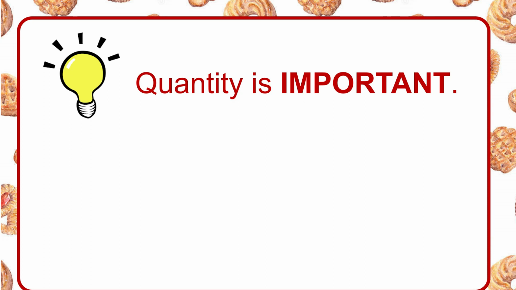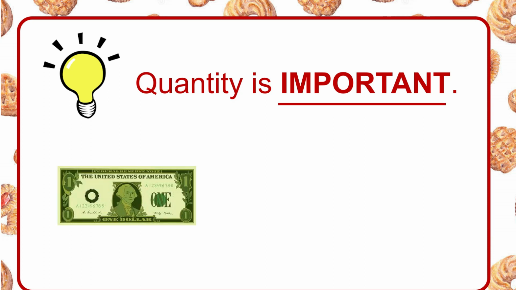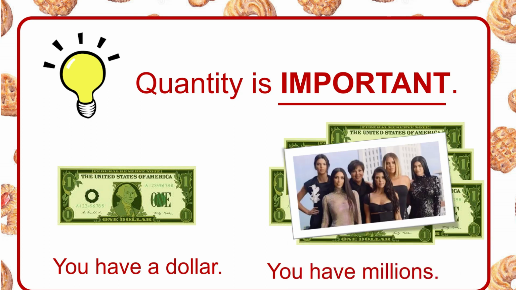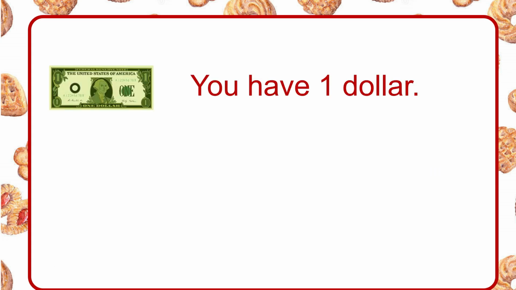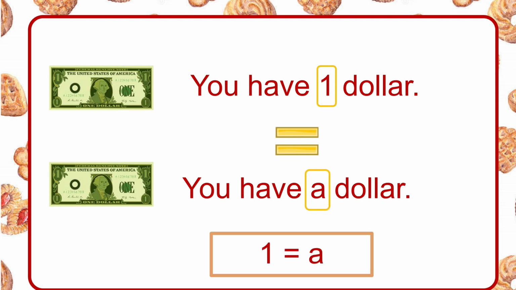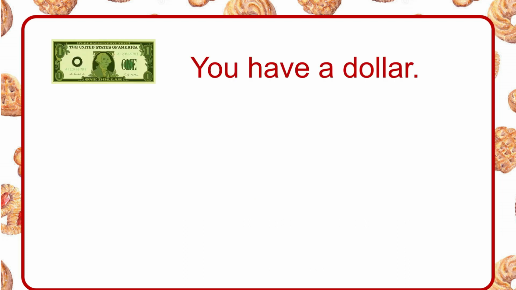Right, so remember that quantity is important, like really important. You have a dollar, or you have 1, 2, 3, more. You might have billions of dollars, and then you think you're one of the Kardashians. But I'm sorry, mate, that's not gonna happen. Right, so you have $1, or you have a dollar, which is the same. So wait, $1, a dollar, it's the same? Exactly. Aha, so one is a. Easy peasy, right? Good.